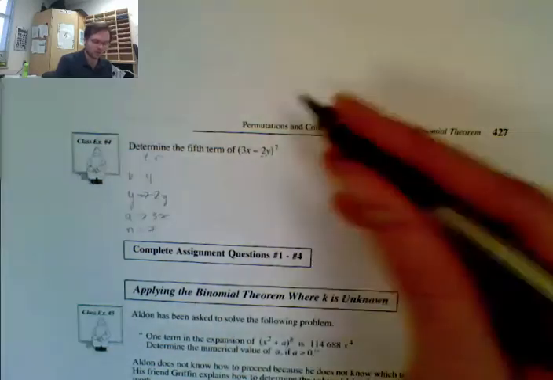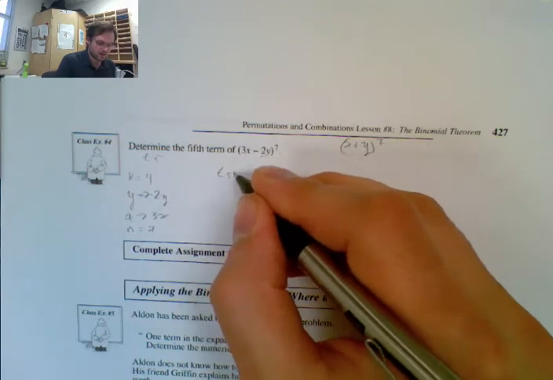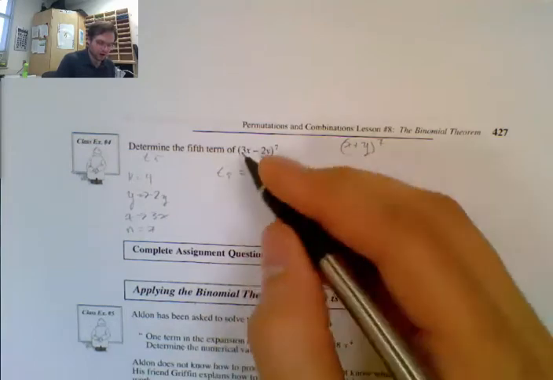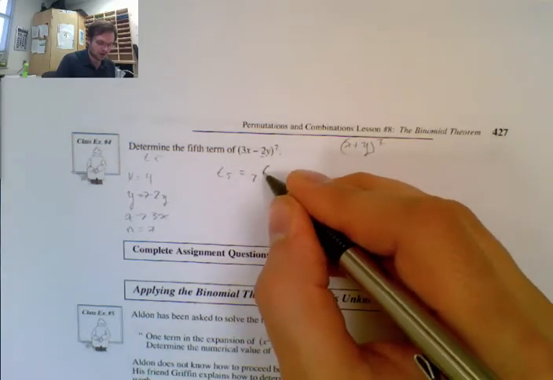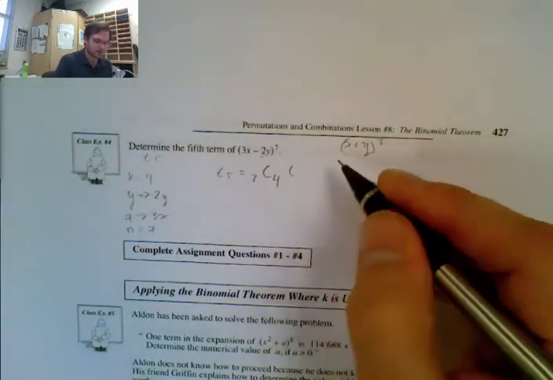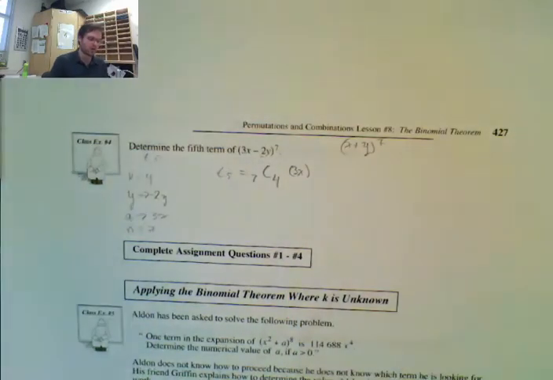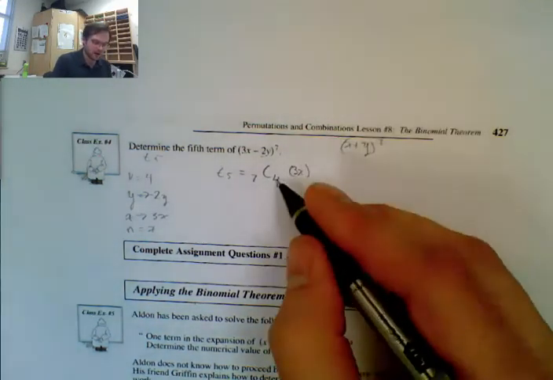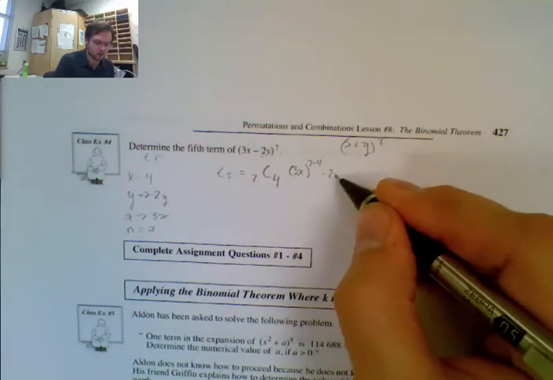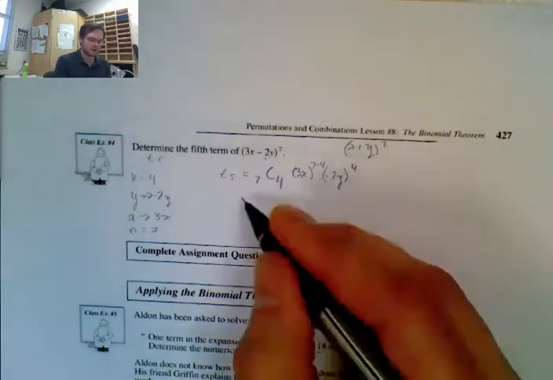I am going to go with my formula. We have T5 is equal to, for n it's going to be 7, combination, and 4. Now for x, we have to put in 3x, so it's going to be 3x, all to the power of 7 minus 4. And then for y, we're putting in negative 2y, all to the power of 4. Okay? So we continue this.